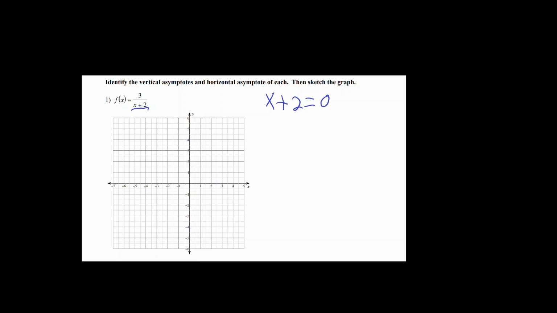So we're going to take our denominator, x plus 2, and set it equal to 0. So, solve for x. X equals -2, which means we have a vertical asymptote at x equals -2. So you graph this vertical asymptote by just putting a dotted line there at x equals -2.